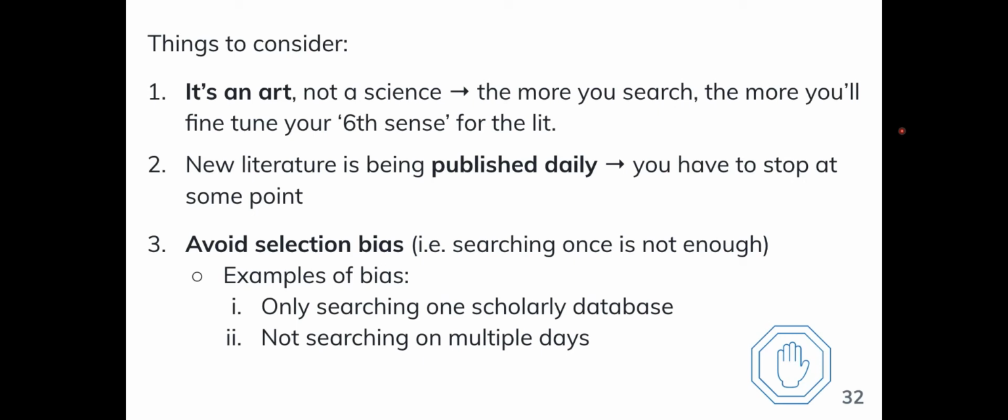The third one is to avoid selection bias. Basically, searching once is not enough. Like I mentioned with that Creswell cycle for the literature review, that's very simplified. You'll have to go through the cycle multiple times, sometimes go backwards in the cycle. There'll be feedback loops, things like that. So an example of a way you can introduce bias into your lit review process is only searching one scholarly database. There is overlap in some of the databases, but all of them will have unique content. Another source of bias is not searching on multiple days, because, see number 2 on this slide, new literature is being published every day.